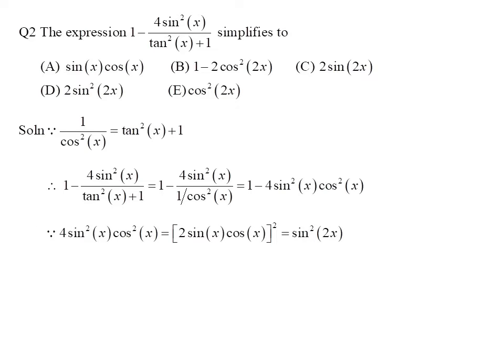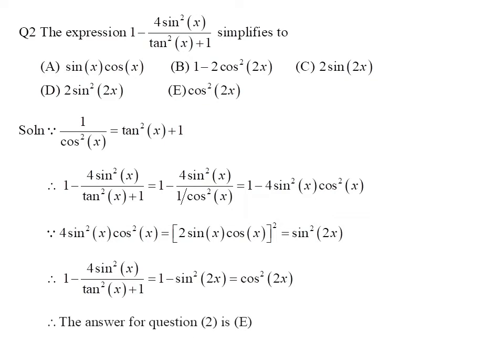Because 4 times the square of sine x times the square of cosine x equals the square of sine 2x, it brings that 1 minus 4 times the square of sine x times the square of cosine x equals 1 minus the square of sine 2x, which equals the square of cosine 2x. So the answer for question 2 is E.